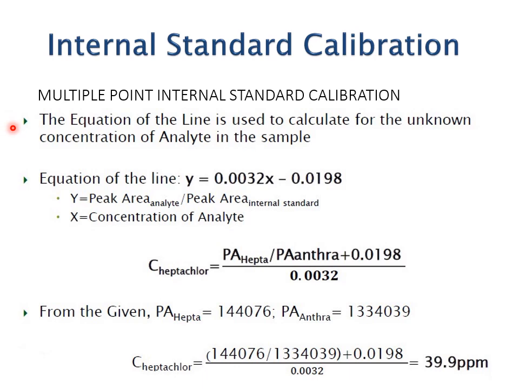Then, the equation of the line is used to calculate for unknown concentration of analyte in the sample. So, na-generate natin na equation of the line kanina is this. And we know that Y is equal to the peak area of analyte over the peak area of internal standard, and X is the concentration of analyte. So, substitute sa formula, and then you'll get 39.9 ppm or parts per million heptachlor. So, yun na yung concentration na hinahanap.